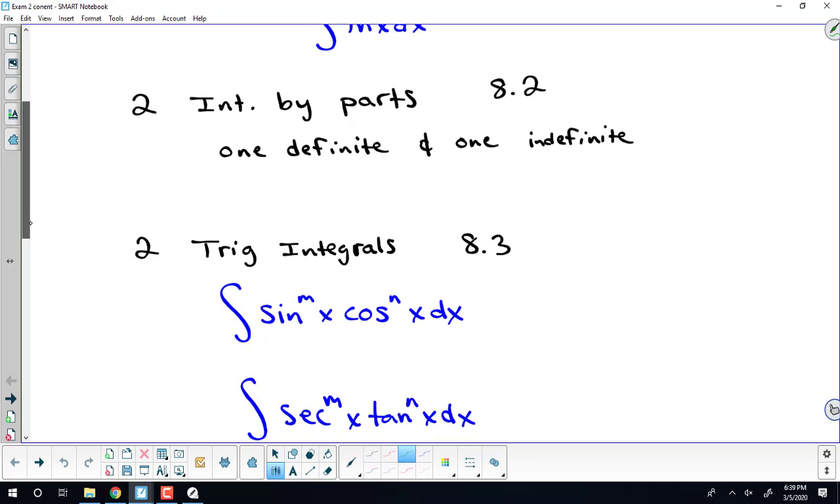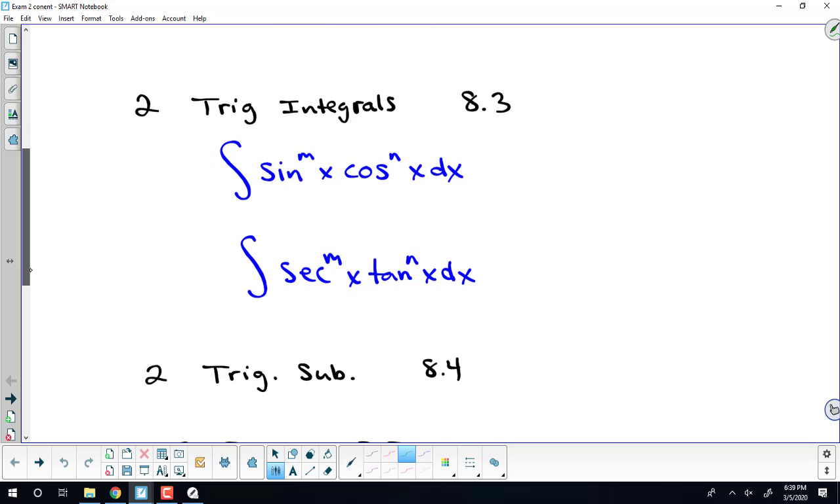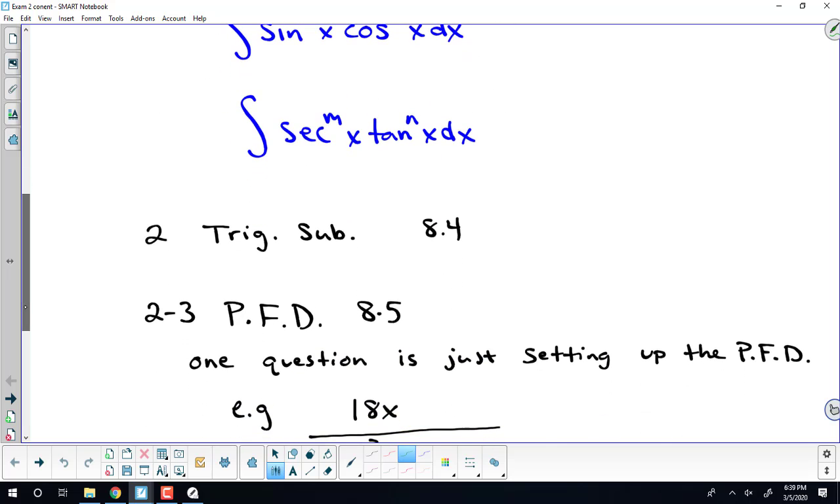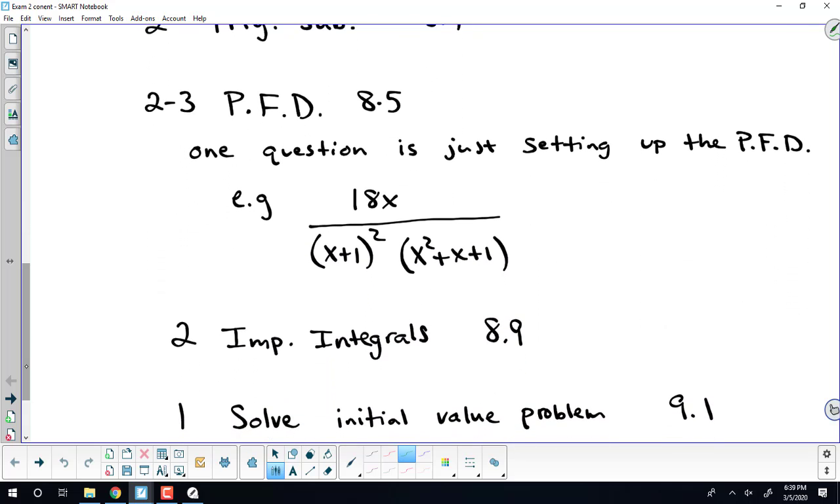There are 2 integration by parts, one definite, one indefinite. There are 2 trig integrals, one with powers of sine and cosine, the other with powers of secant and tangent. The 2 trig substitutions, and 2 to 3 partial fractions.